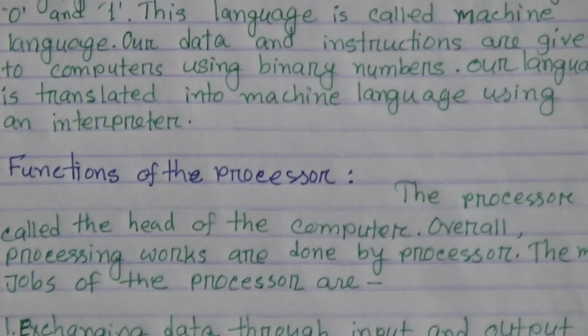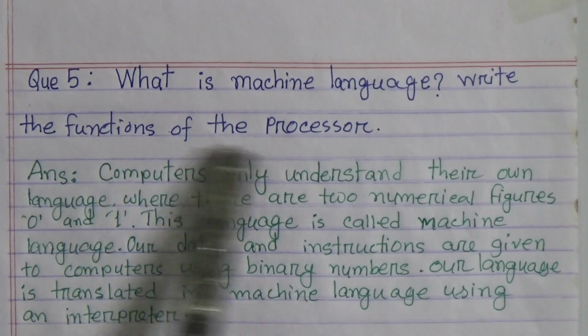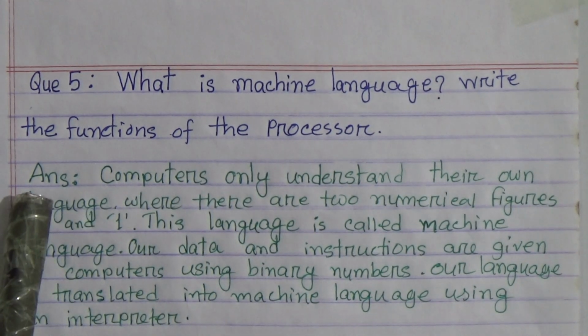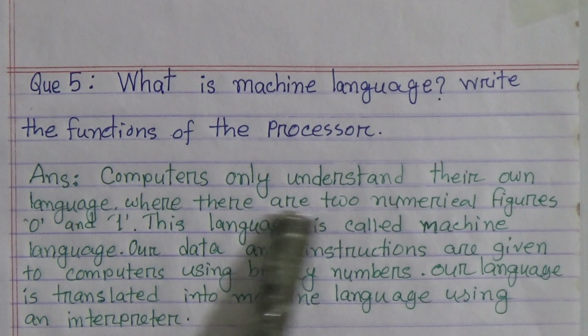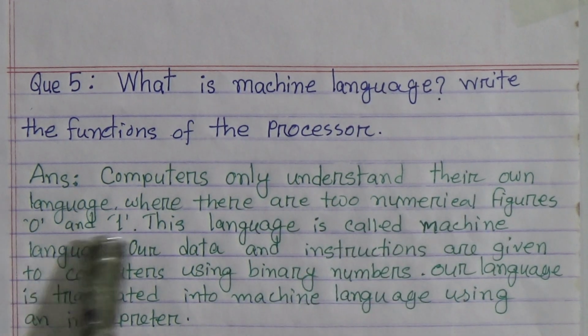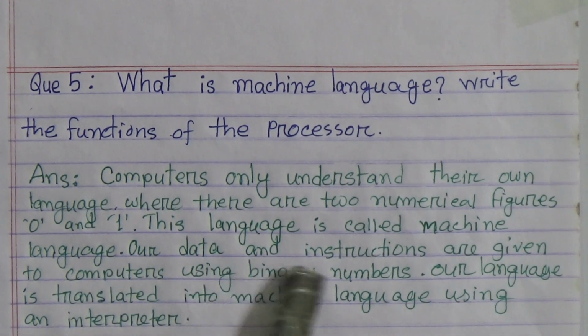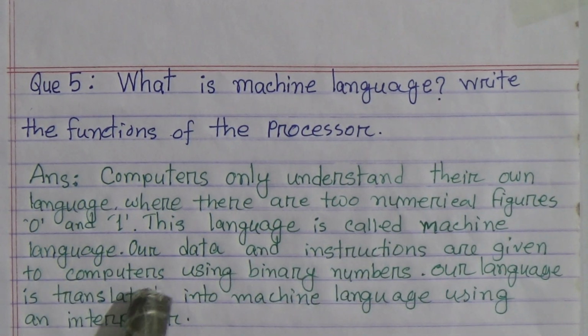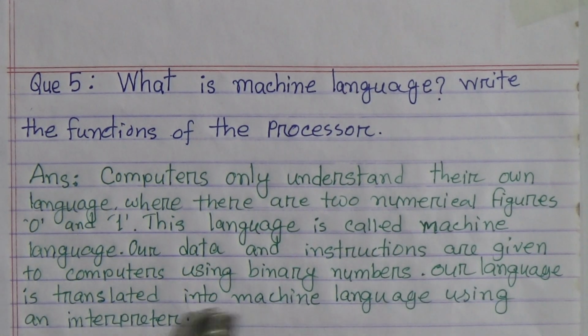Now we move on to question number 5. What is machine language? Write the function of the processor. Answer: computers only understand their own language where there are two numerical figures, 0 and 1. This language is called machine language. Our data and instructions are given to computers using binary numbers. Our language is translated into machine language using an interpreter.